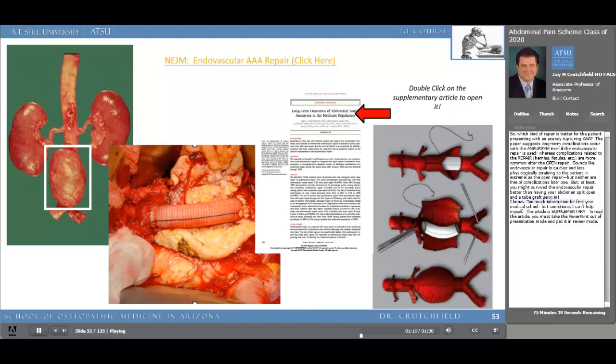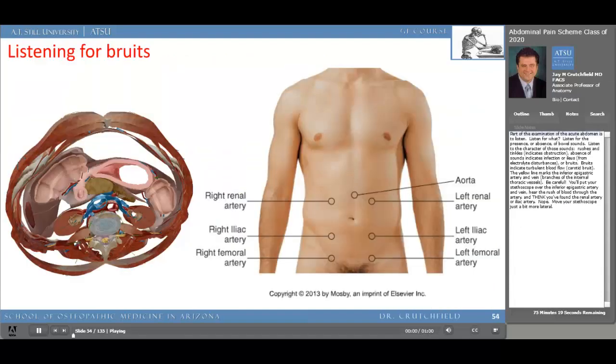Listen to the character of those bowel sounds. Rushes and tinkles indicate obstruction. Absence of sounds indicates infection or an ileus from, say, electrolyte disturbances. Or the presence of bruit. Bruits indicate turbulent blood flow. The most common example is in the carotid artery.